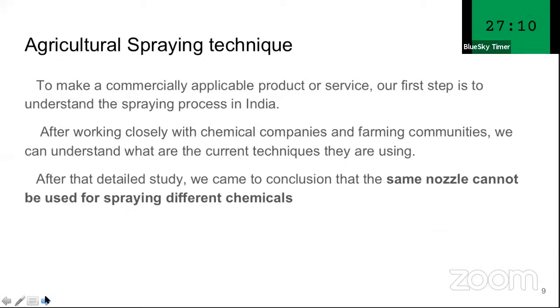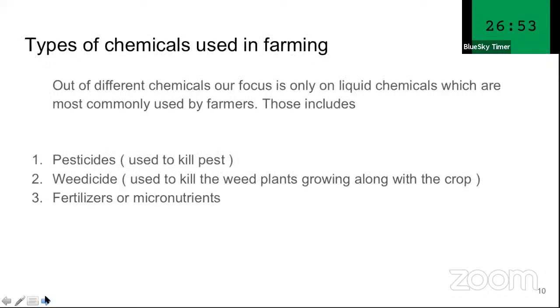Our first step is to understand the spraying process in India. After working closely with chemical companies and farming communities, we can understand what current techniques they're using. After that detailed study, we came to the conclusion that the same nozzle cannot be used for spraying different chemicals. So the question is, what are those different chemicals? There are many different types of chemicals used in farming. Out of these, our focus is only on liquid chemicals, because we would like to use liquid chemicals to spray using drones. There are a few liquid chemicals that are most commonly used by farmers in India.